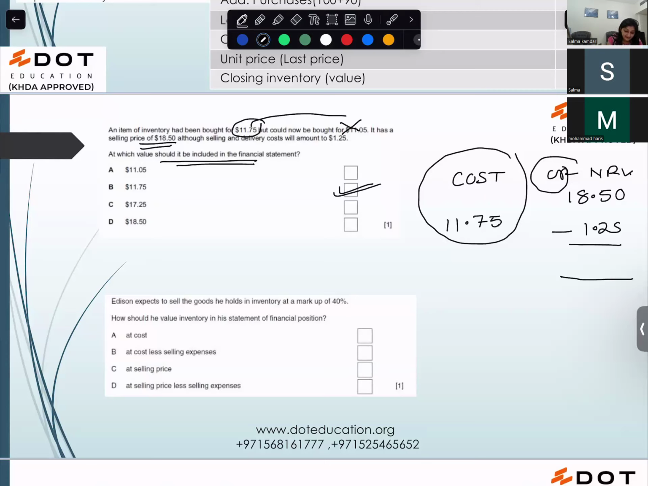Edison is expecting to sell the goods at a markup. That means at a profit on cost. So you should value his inventory at what? At cost price or NRV, whichever is lower. So he should value it at cost. Yeah, so cost. What was difficult in this?